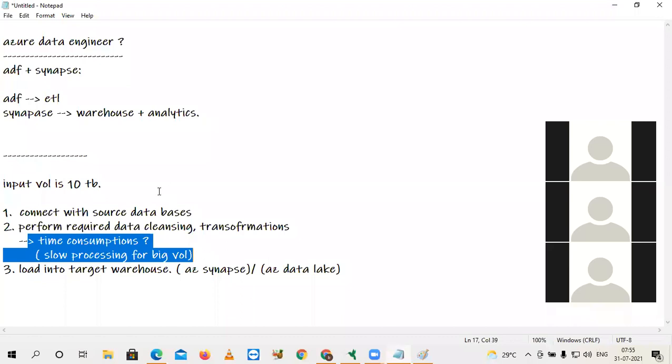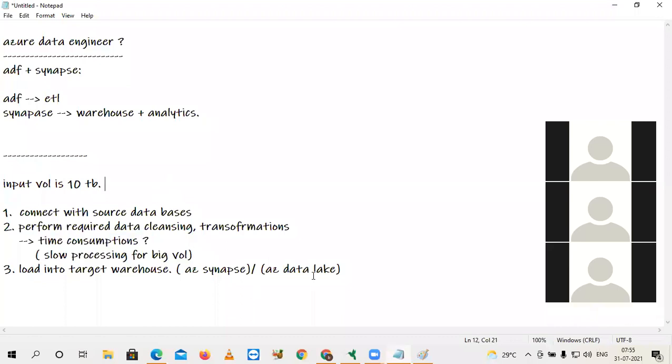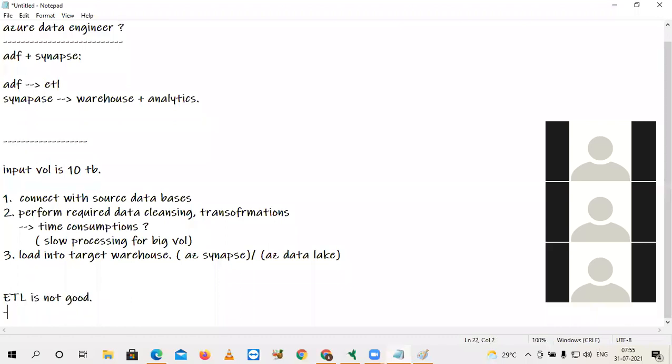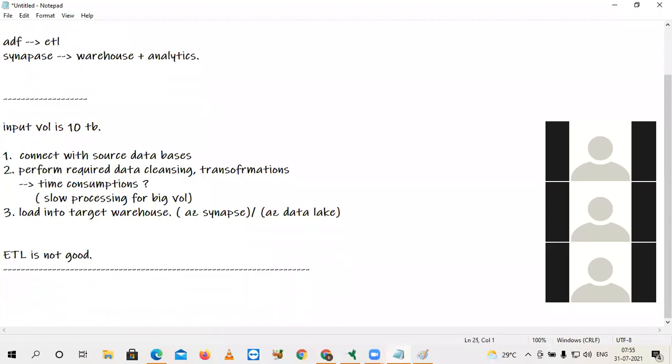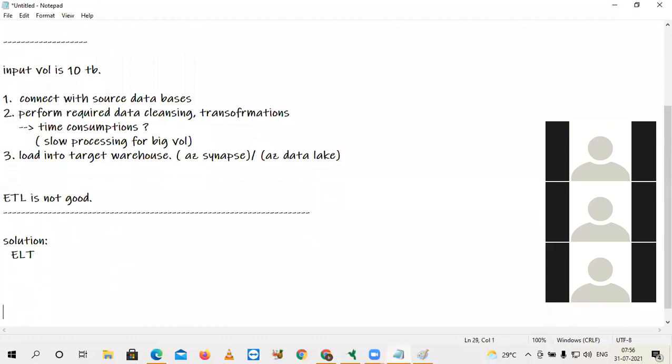So in this scenario, the ETL work style is not good, because the processing takes too much time. So what is the solution for this? For this problem, the solution is simply ELT. You can guess what it is.